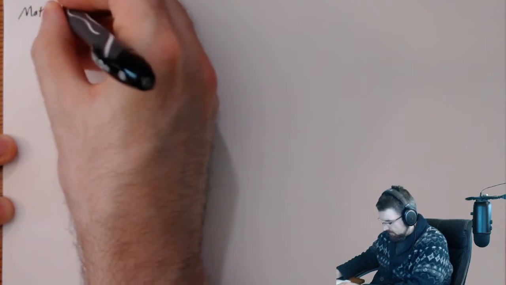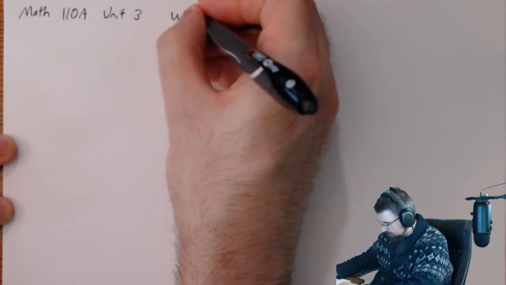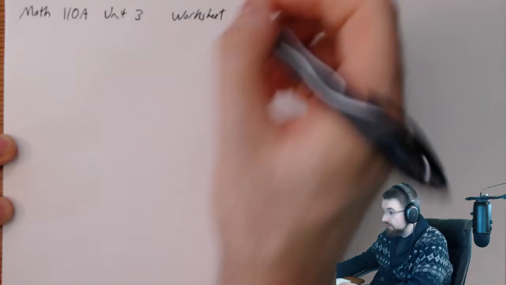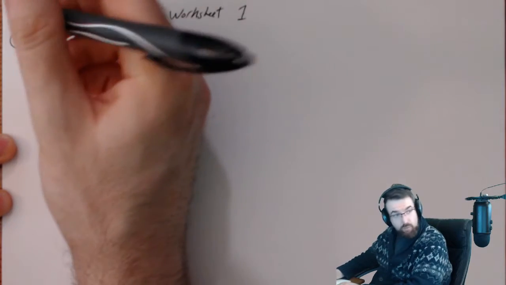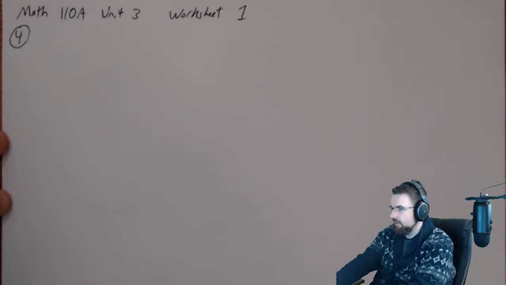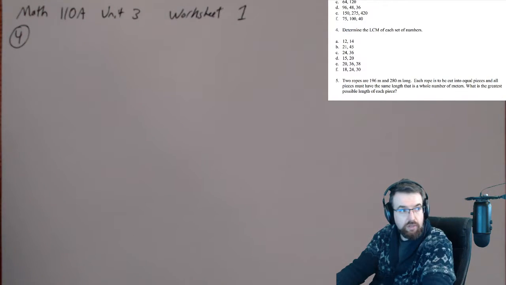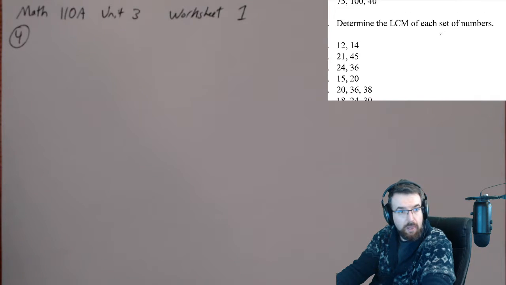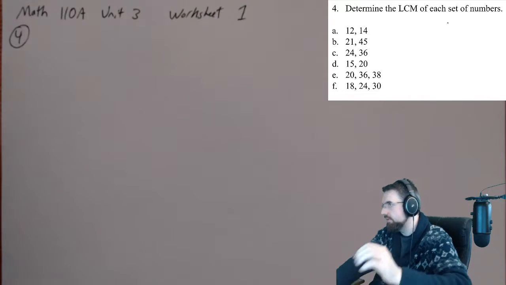It's very, very similar to what we just did for the GCF, just you're going to do a few different things at the end. This is still the Math 1101A Unit 3 worksheet, still worksheet 1. I'm going to do question 4. Determine the LCM. Actually, let me turn on the small example up here in the corner. I can zoom in quite a bit on this one. Determine the LCM of each set of numbers. Cool. There we go. It's a good size. It's readable.